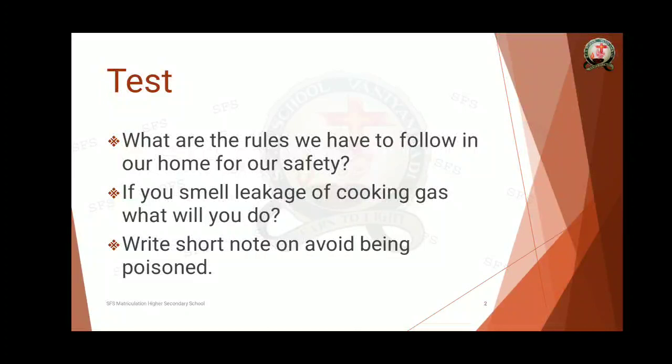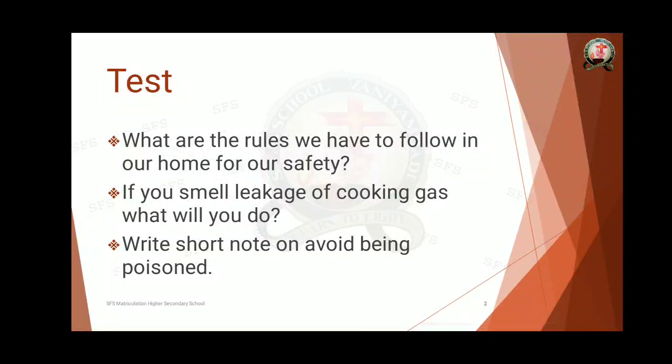This is test. First question: what are the rules we have to follow in our home for our safety? And the second one: if you smell leakage of cooking gas, what will you do?